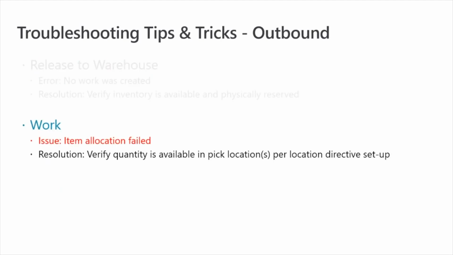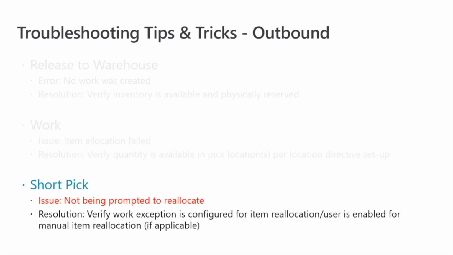And then when we talk about work, if it is creating work but it's failing to allocate the item, then you want to verify that the quantity that's available is in the correct location or zone, whatever you have specified on your picking directive in the location directive setup.